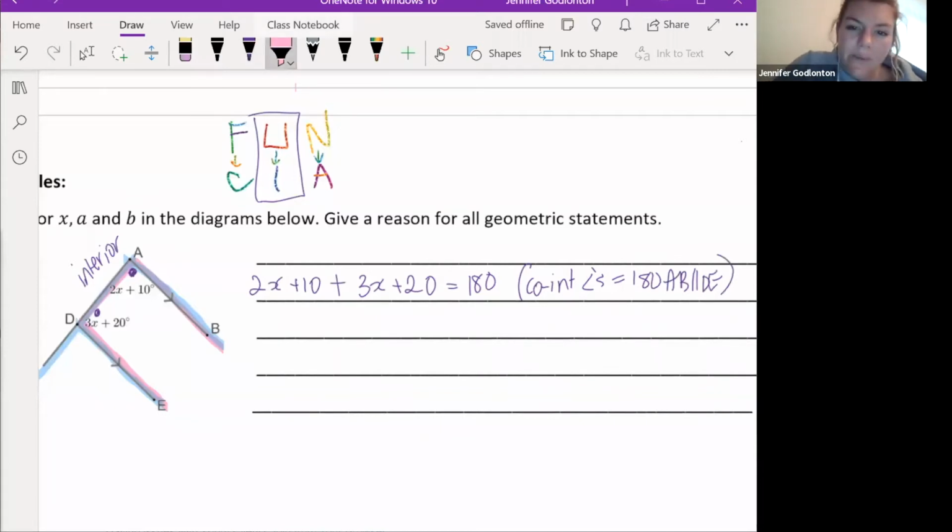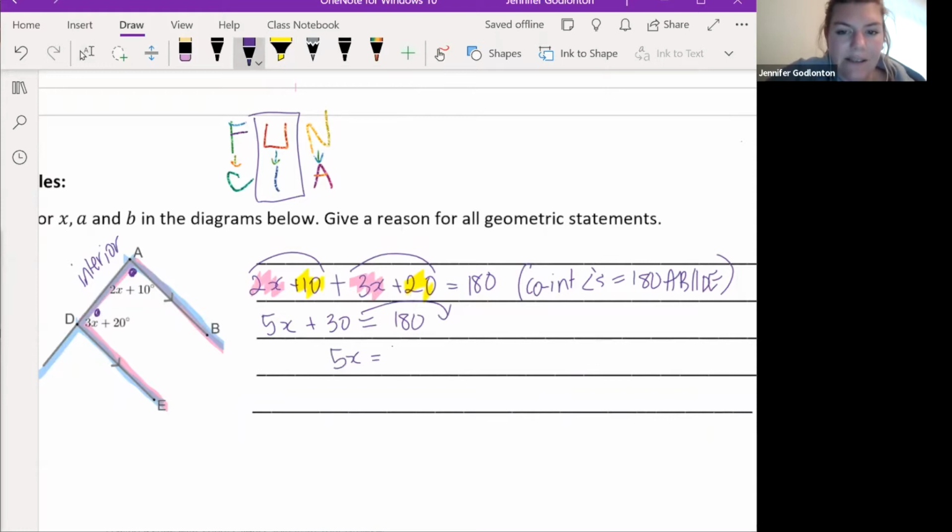Okay, now we're in this. So we're taking the one angle and we are adding the second angle, and we're saying it's equal to 180. We're going to add our variables together. We are going to add our constants together. So we're going to say 5x plus 30 is equal to 180. I'm going to move that 30 over. 5x is equal to 180 minus 30. So 5x is equal to 150. Divide both sides by 5. And therefore x is equal to 30 degrees.